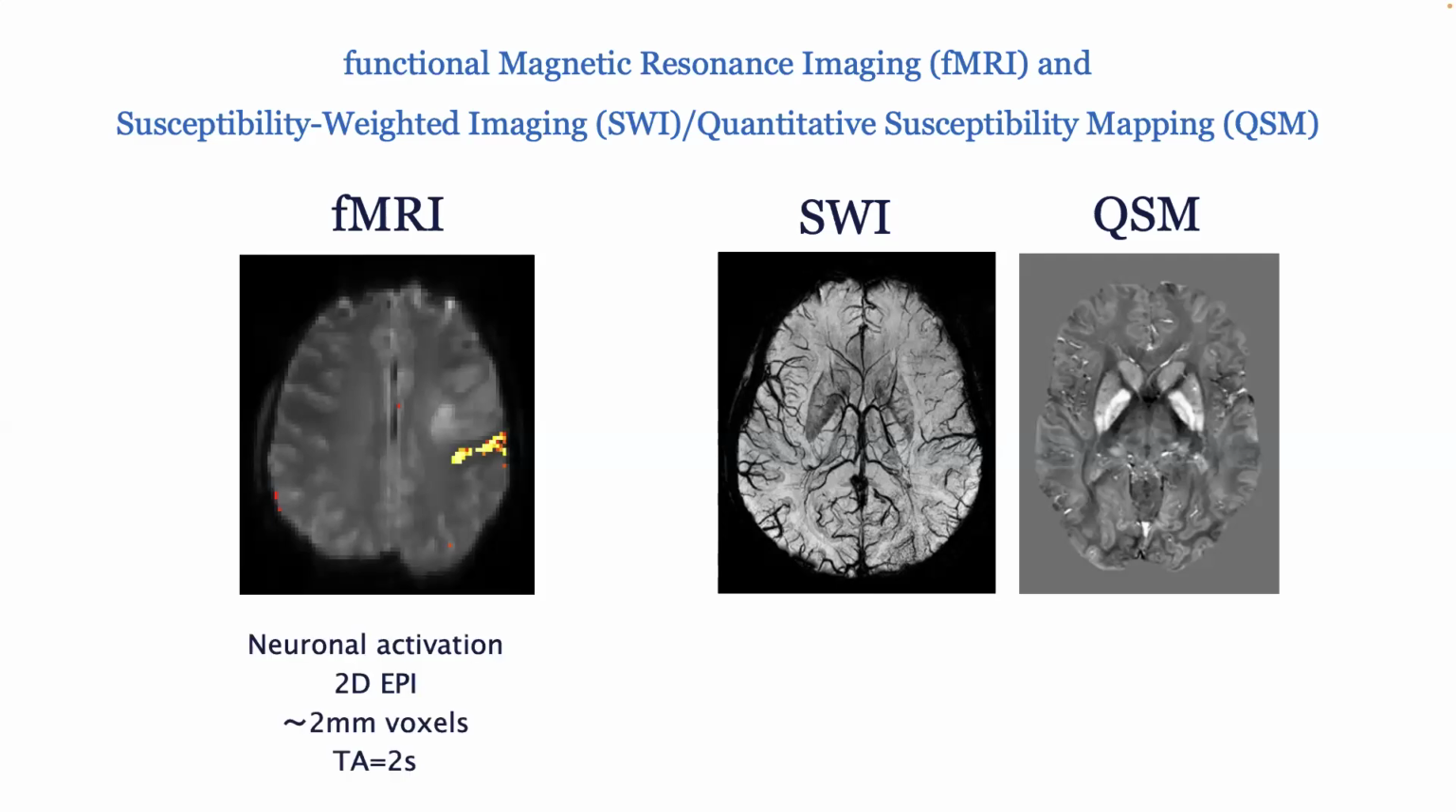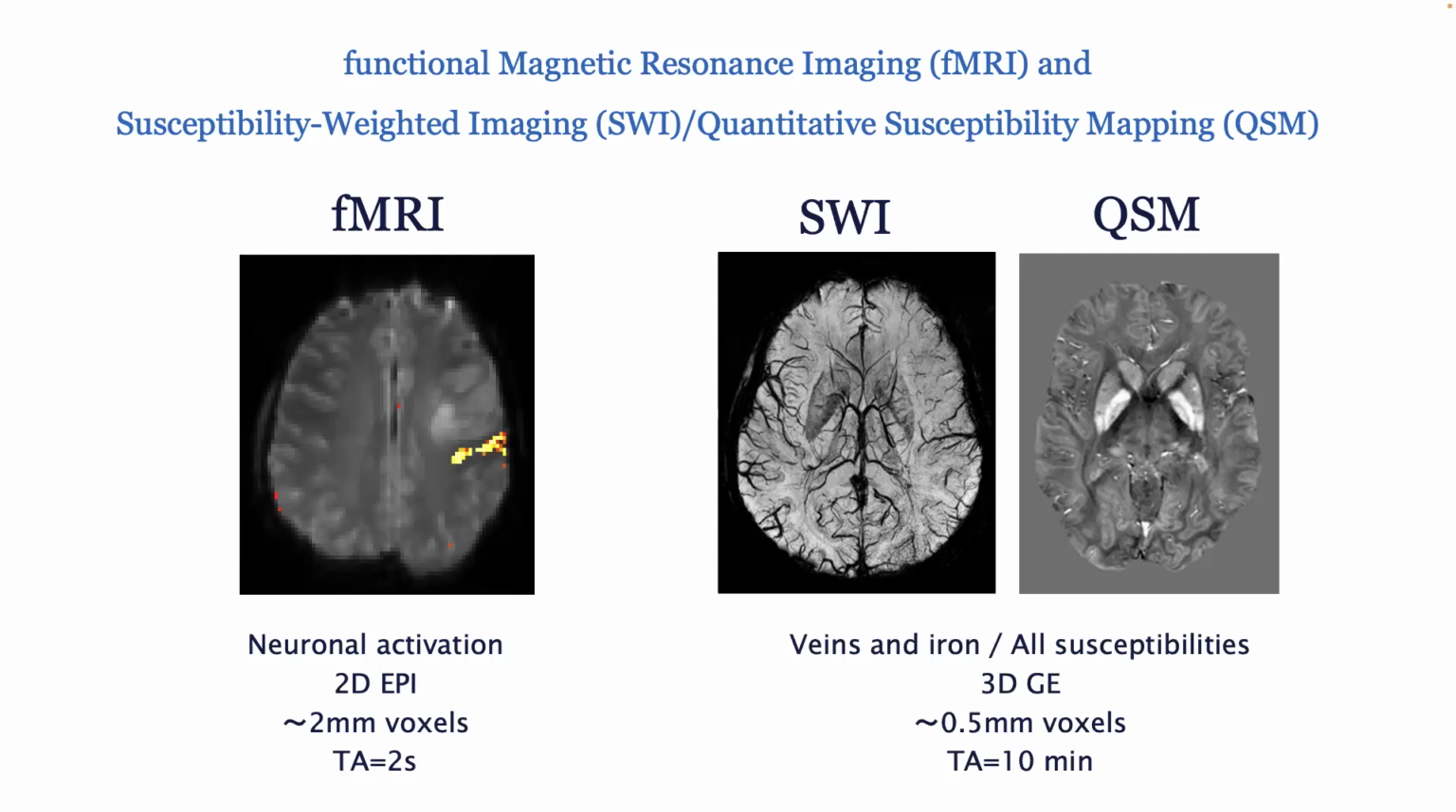So in fMRI, obviously, we're looking at neuronal activation, mostly with 2D EPI, with quite low spatial resolution and high temporal resolution, whereas in SWI and QSM, we'll be looking at veins and iron mostly in SWI, all sources of susceptibility in QSM, generally with a 3D high resolution gradient echo acquisition. So high spatial resolution, low temporal resolution, usually only one time point. So lots of differences there.